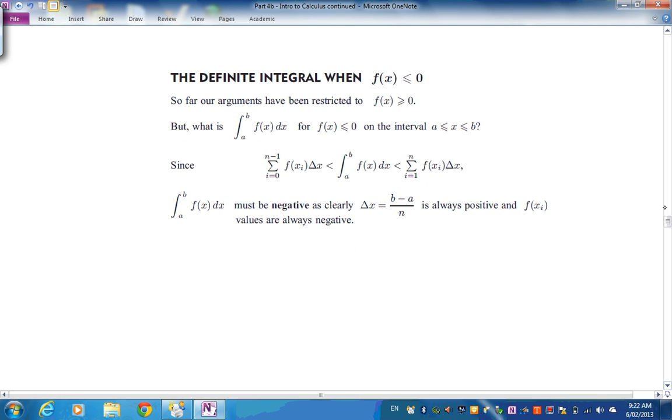Now, there's something interesting. What happens if the curve is under the x-axis? Do you understand what that means there? f(x) is less than or equal to 0. Function less than 0, y is positive up here, it's under the axis somewhere like that. What are you going to do to find that area?